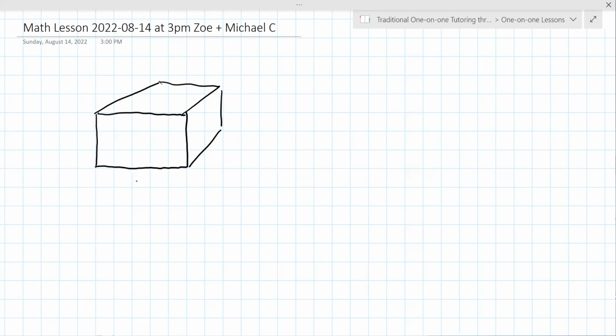And let's say that the front face is 8 inches. The side here is 4 inches. And then this is 5 inches is the height. Do you know how to find the volume of a prism?